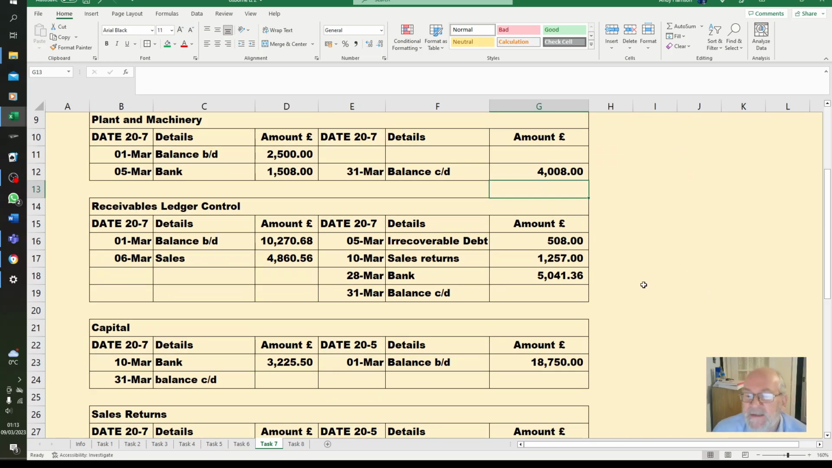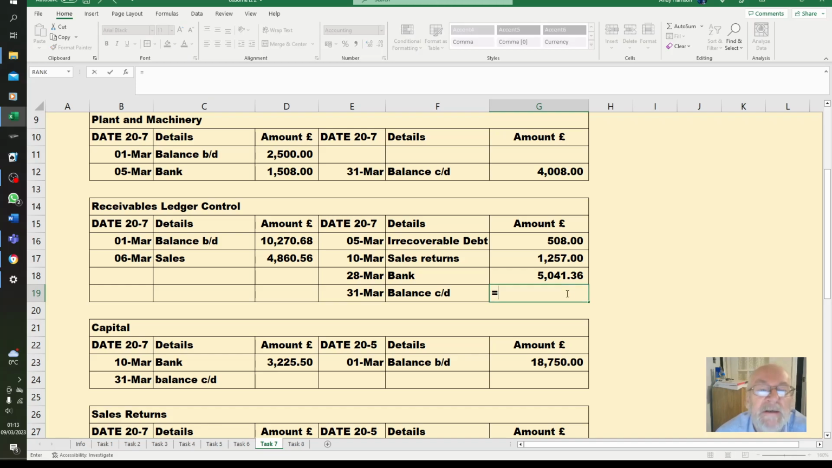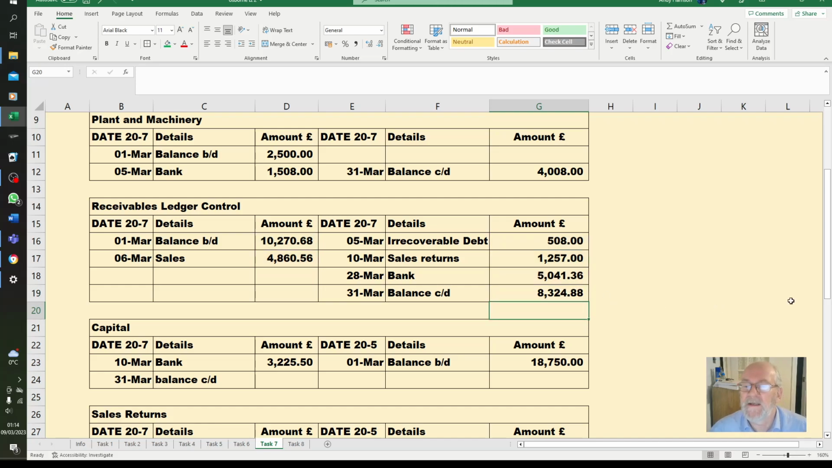This, however, is a little bit more interesting because at least we've got some pluses and minuses. Add up the big side, that's the debit side. Take off the little side. It works for us like a spreadsheet should.